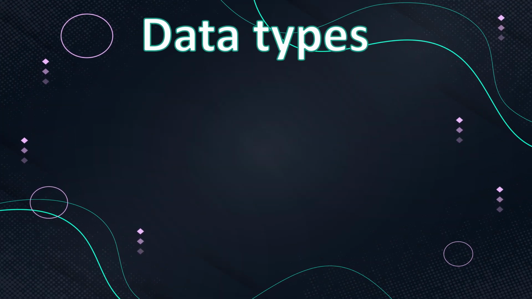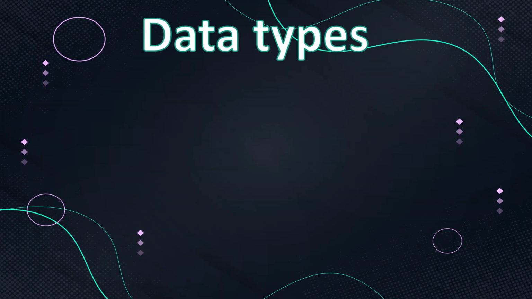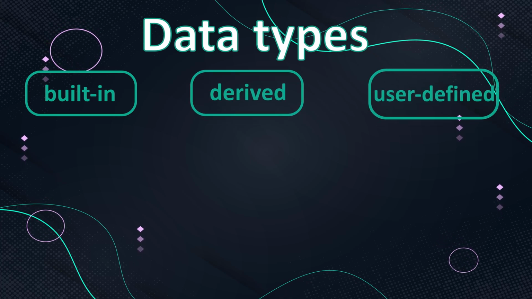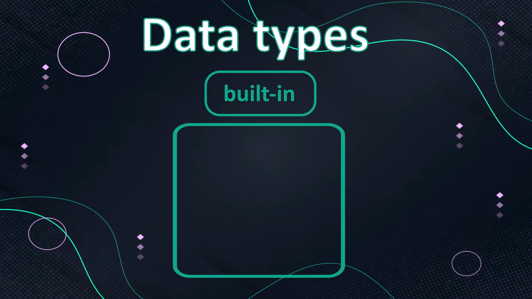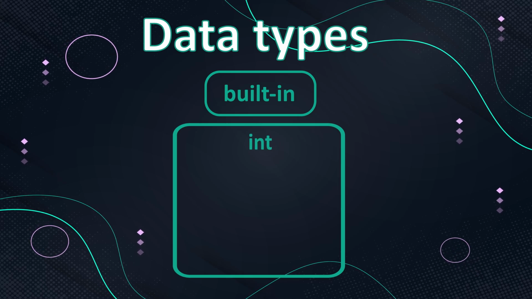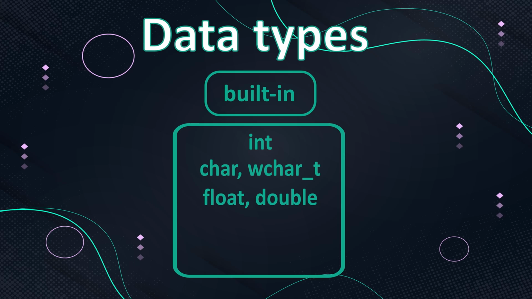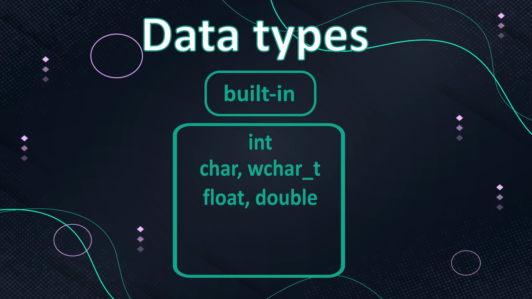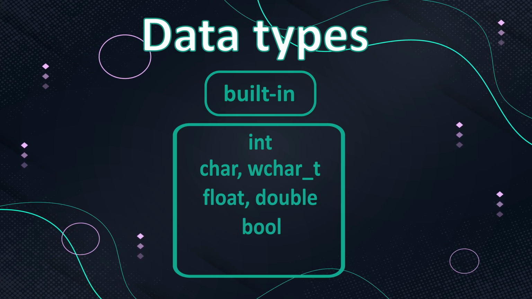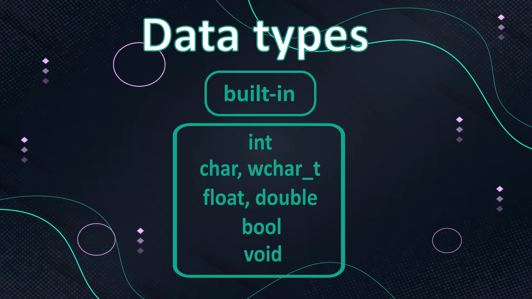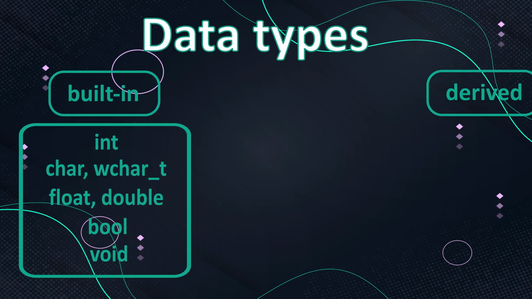In C++, data types are broadly split into three categories: built-in, derived, and user-defined. Built-in data types include the fundamental types like int for integers, char and wchar_t for characters, float and double for floating point numbers, bool for boolean values which represent true or false, and void for value absence representation.